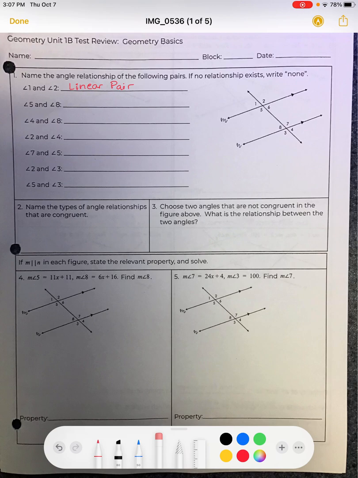The next one says we are going to look at 5 and 8. You'll notice they're on the same side of the lines, so it's called consecutive. And they're between the two parallel lines, so that is interior. So anytime they fall between these parallel lines, whether it's on either side, that is called interior.